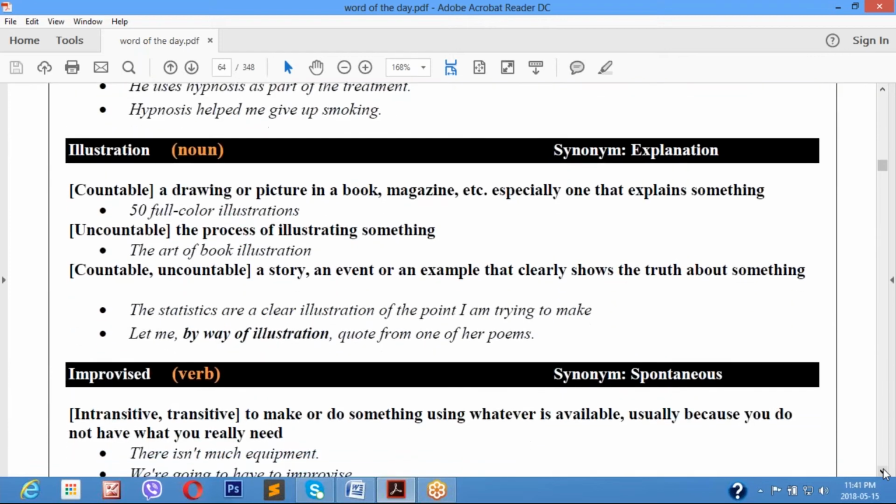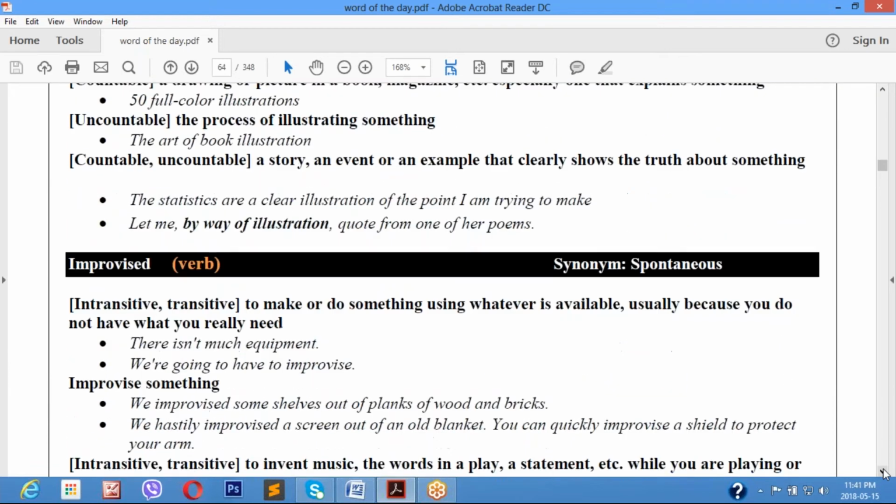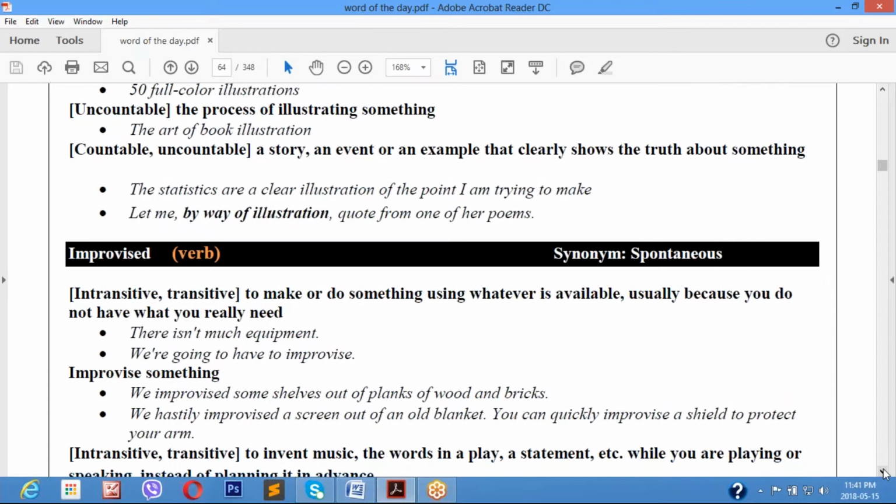Illustration वजाहत करना. Improvised means to make or do something using whatever is available, usually because you do not have what you really need. So this is improvised. There isn't much equipment. We are going to have to improvise. ठीक है जी. Spontaneous जी.